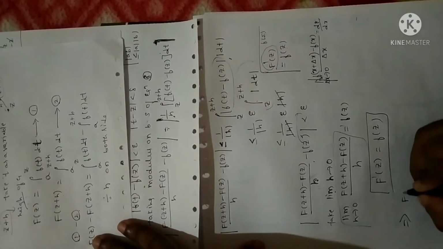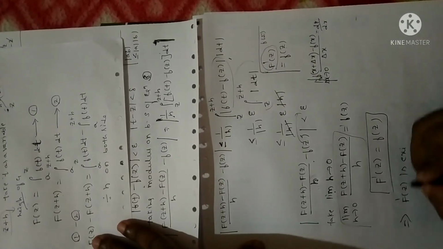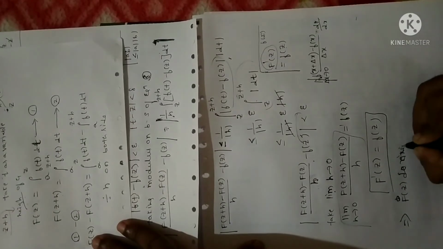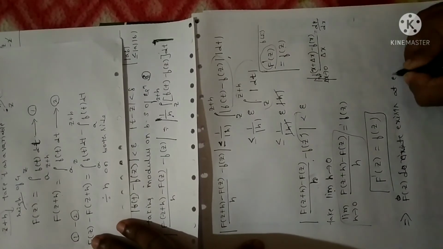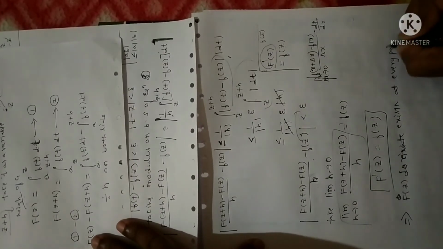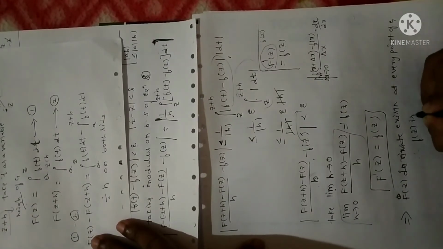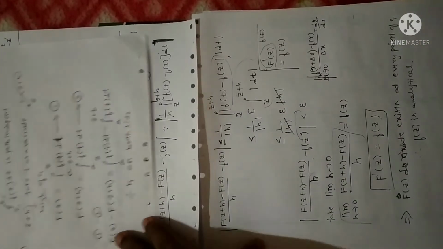It implies that f dash of z, in the sense I can write, the derivative of f of z exists at every point of g. Therefore I can say f of z is analytical. Fine. Just let me repeat once again.